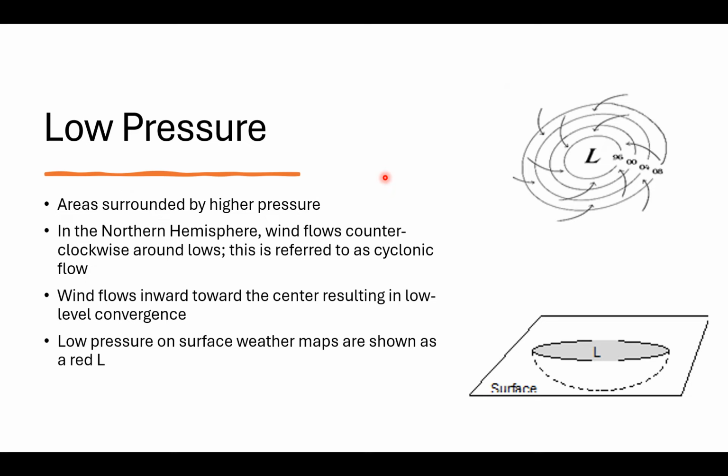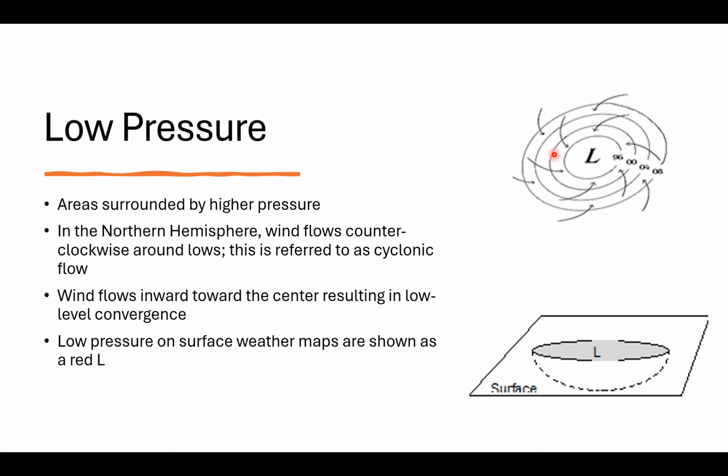Let's turn our attention now to the low pressure. Now, what is a low pressure? It's simply an area that's surrounded by higher pressure. And in the northern hemisphere, the winds are going to flow counterclockwise around low pressure. This is referred to as cyclonic flow. You can see it right here in the upper right. This L represents your low pressure, and these arrows represent the wind directions around low pressure. So you see how the winds flow counterclockwise around low pressure in the northern hemisphere.